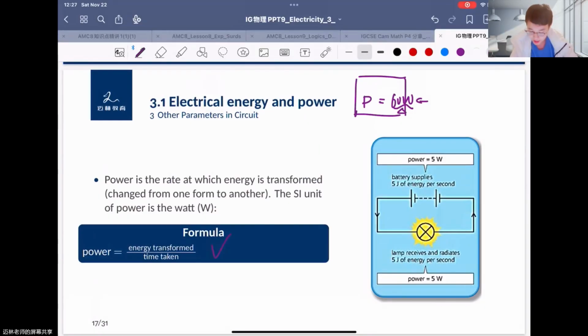Okay, so in this circuit you can find we have a battery of 5 voltage, and it supplies energy per second. That means it gives 5 voltage and 1 ampere of current, right? And then we can say the total power here is 5 voltage times 1 ampere equals 5 watt. Okay, this is its power. I think it's not very difficult for you, right? So this is electrical energy and power.